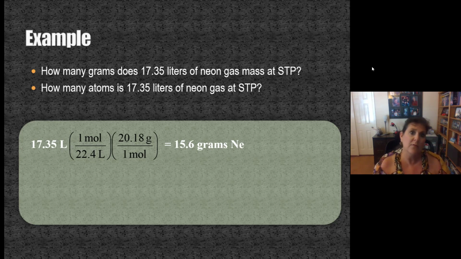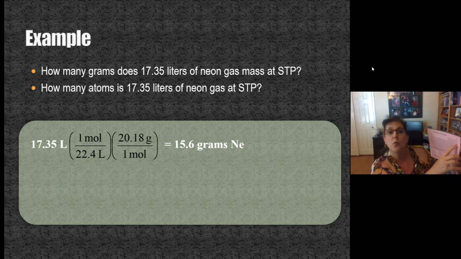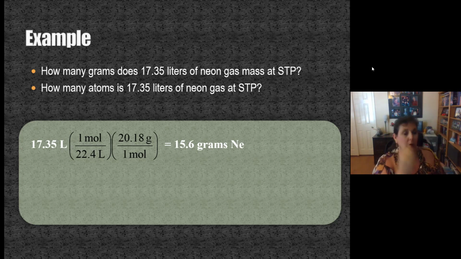So start with 17.35 liters. We know a mole contains 22.4 liters. Liters needs to be on the bottom. Liters cancel, we got to moles. Now we're trying to get to grams. Every time you go between grams and moles and vice versa, it's molar mass. So we look up neon. Neon is 20.18 grams per mole. Moles cancel. We got our grams, 15.6 grams. Good job.